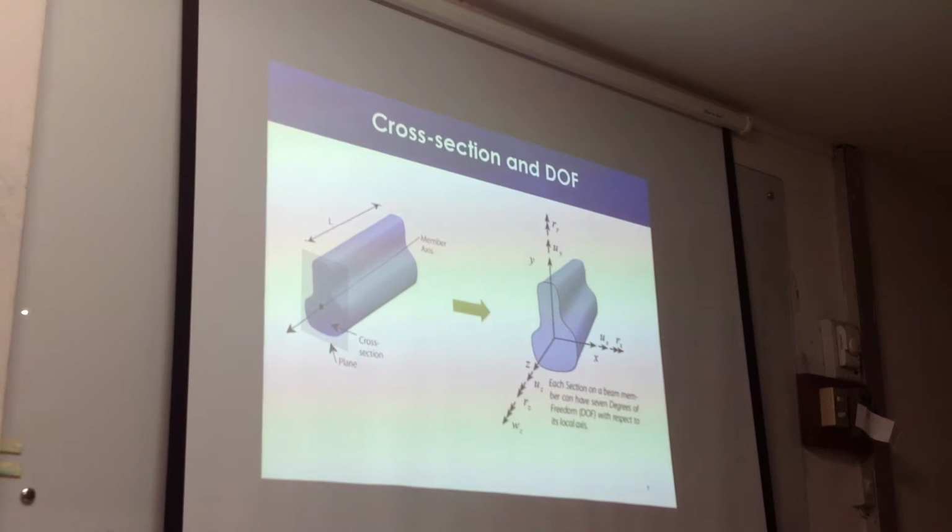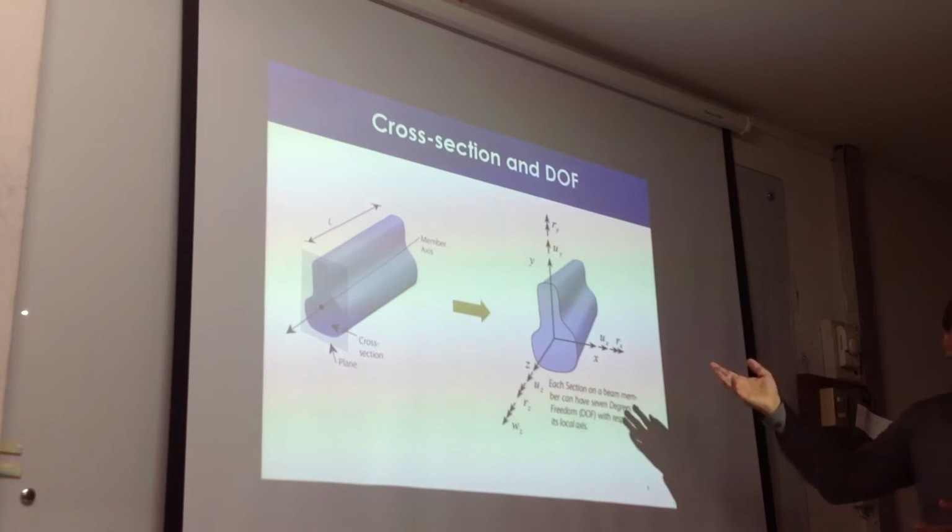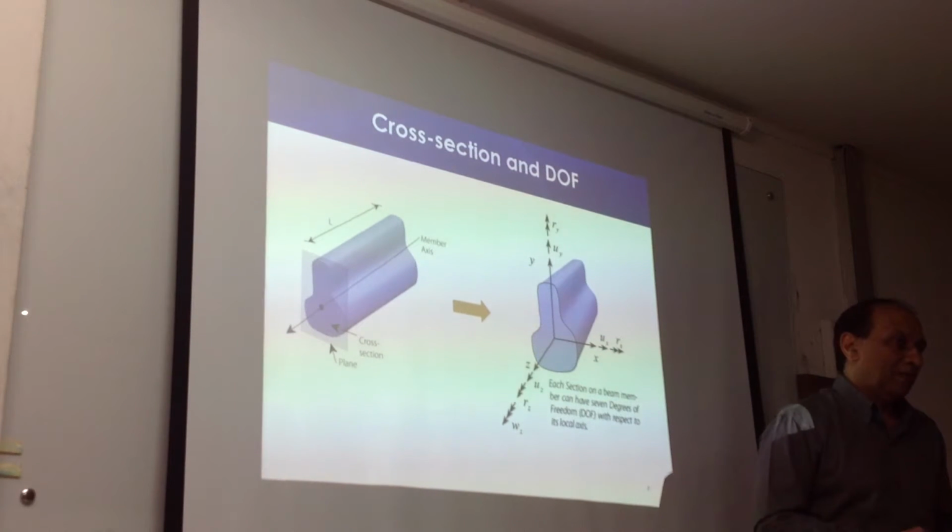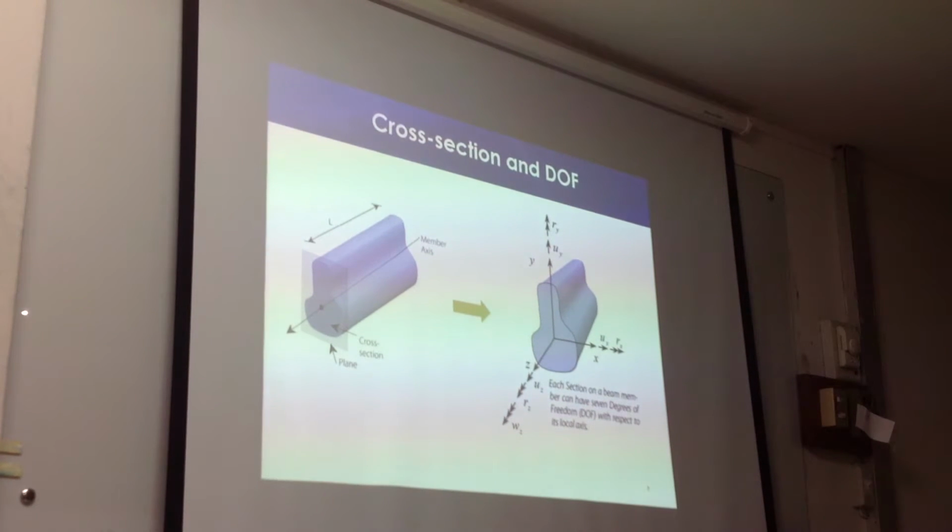I know you remember A equals B times D is the area, and BD cube over 12 is the moment of inertia. Yeah, please forget about all of them because they are only valid for very, very simple cases which will not work in our case. So we will need a more comprehensive way of calculating these things, which we will talk about.